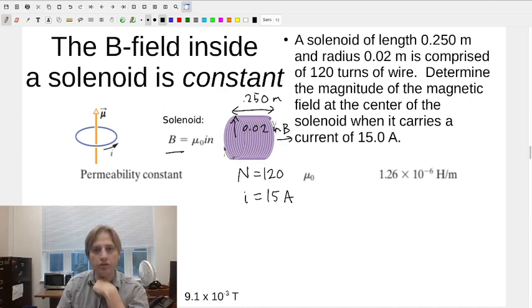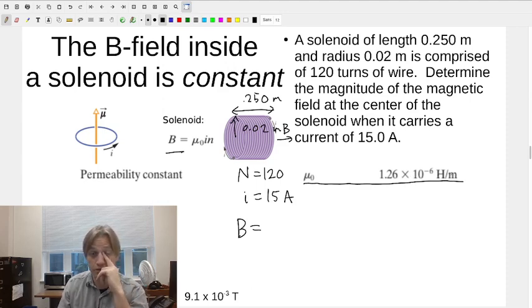Okay, so when you're doing this, just make sure that when you stick in your numbers, I have usually been giving this mu naught to you as 4 pi times 10 to the minus 7th. The way it's listed on your formula sheet is 1.26 times 10 to the minus 6 henries per meter. Don't get confused about this. This is the same thing as 4 pi times 10 to the minus 7th, and I think sometimes I've given this to you in terms of Teslas times meters over amps. Same thing.